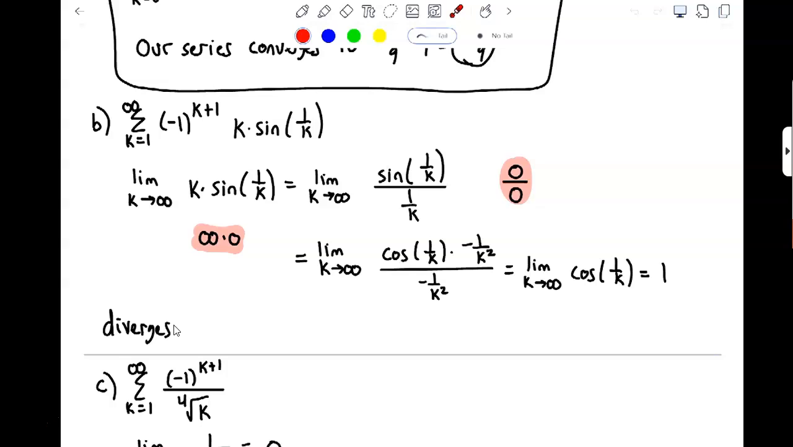As another example, if we looked at the series here, alternating series, k sine of 1 over k, we check, does the limit go to 0? And actually, we discovered in that case it doesn't, so it diverges.